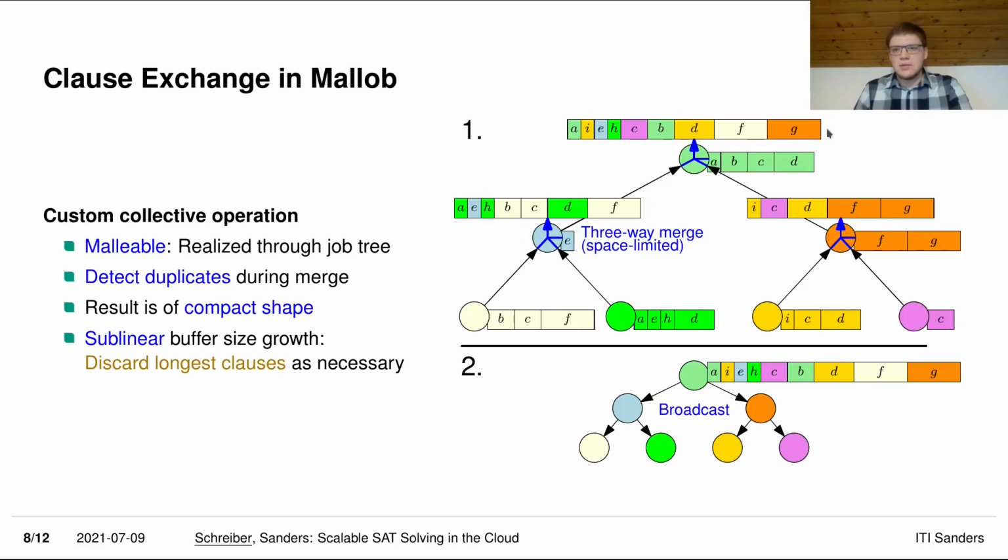And if we have this finished clause buffer at the root, then in a second step, this buffer gets broadcast through the binary tree to each of the PEs. With this technique, we can also easily realize a buffer size growth that is sublinear in the number of involved PEs. At each further level that we reach in this aggregation, we can limit the factor by which the clause buffer may grow. And then we can just discard the clauses which did not fit in, which are automatically the longest, so generally the clauses that are considered least useful.